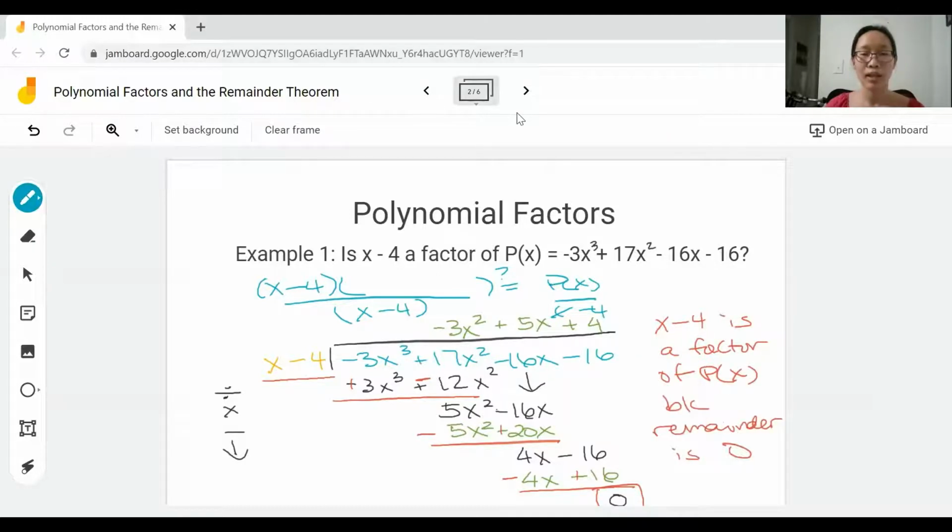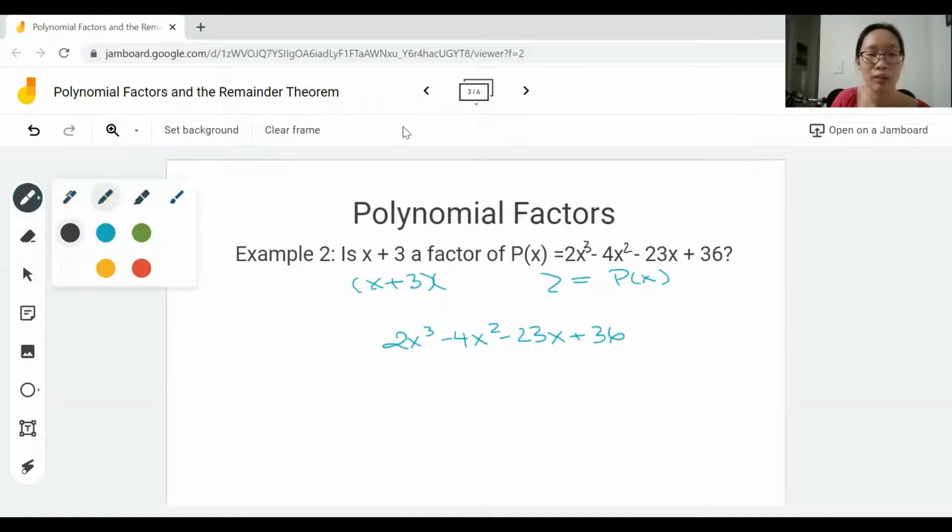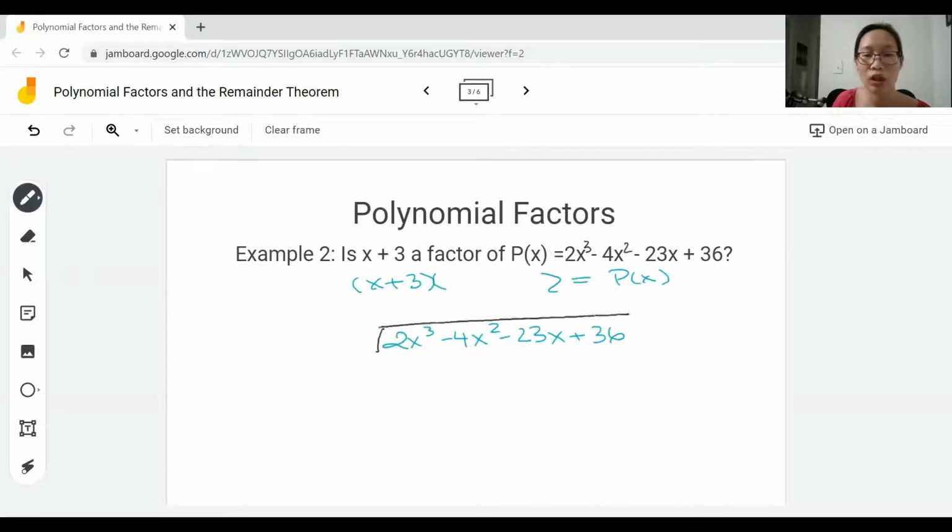Let's take a look at a second example. In this example, we are asked, is x plus 3 a factor of p of x equals 2x cubed minus 4x squared minus 23x plus 36? So again, the question is, can I multiply x plus 3 times something to give me p of x? And to find that out, I'm going to do this by long division. You can use synthetic division if you prefer, but I'm going to do this by long division, and I'm going to pause the video so that we can talk about the results.